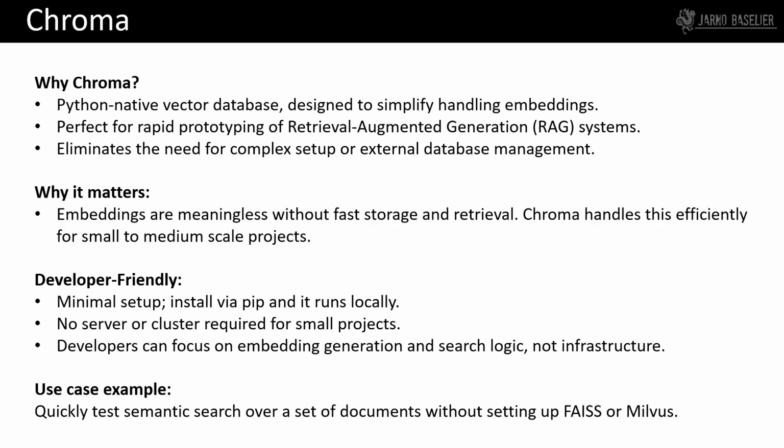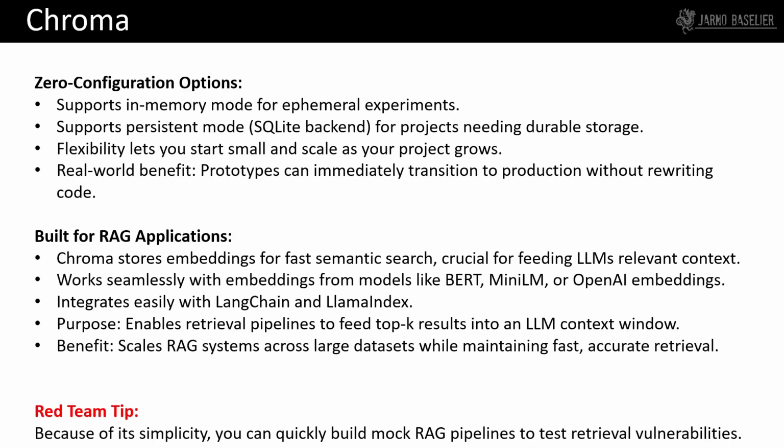As a use case example, quickly test semantic search over a set of documents without setting up FAISS or Milvus. It is way simpler. Zero configuration. It supports in-memory mode for experiments. It supports persistent mode with a SQLite backend for projects needing durable storage. Flexibility lets you start small and scale as your project grows, and a real-world benefit is that prototypes can immediately transition to production without rewriting code.